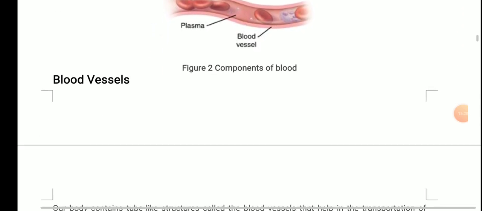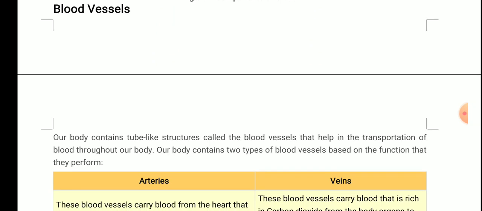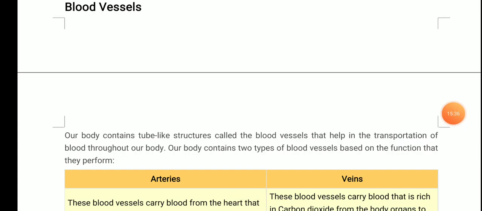Next is the blood vessels. Our body contains tube-like structures called blood vessels that help in transportation of blood throughout the body. Our body contains two types of blood vessels based on the functions that they perform. These are the arteries and veins. Okay, so let's discuss the difference between them.